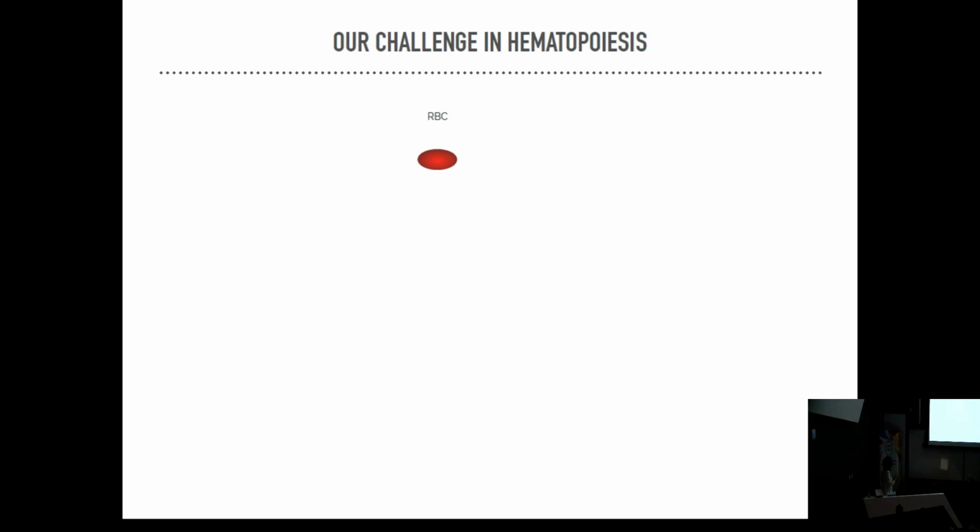What we know is that if you take adult progenitor stem cells from different sources, such as bone marrow or cord blood, you put them in vitro and differentiate them to red cells, and it works. You can get red cells, which are adult-like red cells, fully enucleated, perfectly nice cells.